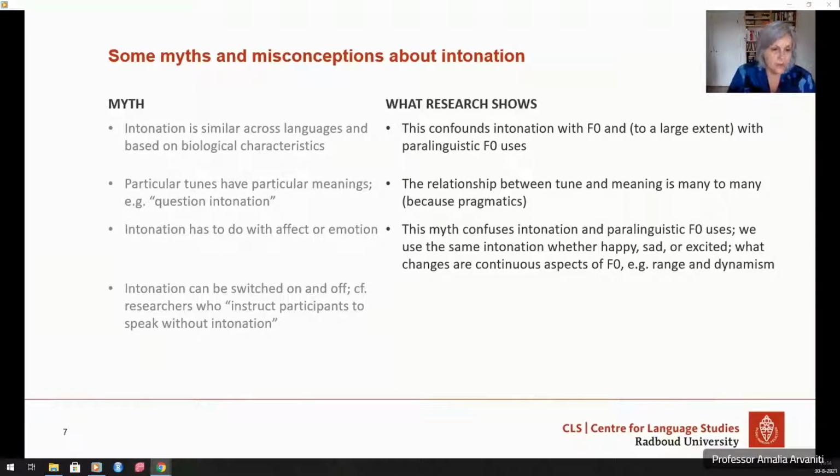Finally, a related point that we hear, especially when people work with so-called emotional prosody, is the assumption that intonation can be switched on and off. So, for example, we sometimes read that the researchers instruct participants to speak without intonation. It is simply impossible to speak without intonation. When we speak, we have to phonate, and when we phonate, we produce F0. And this F0 is going to have the structure that is appropriate for our language. In other words, intonation.